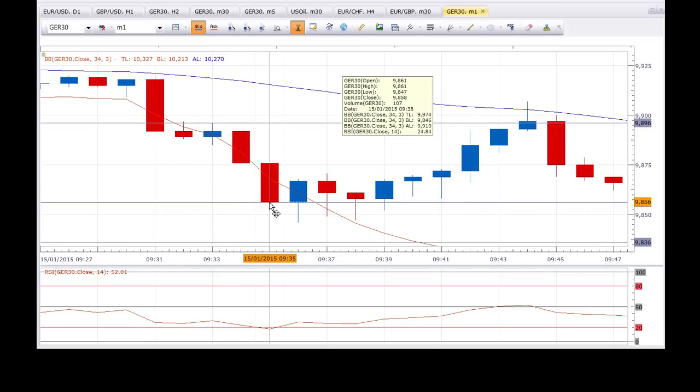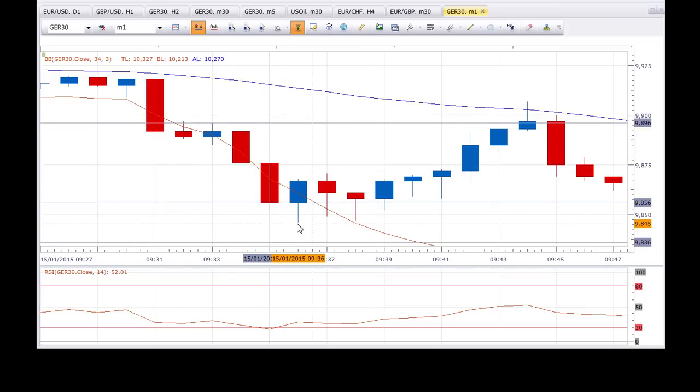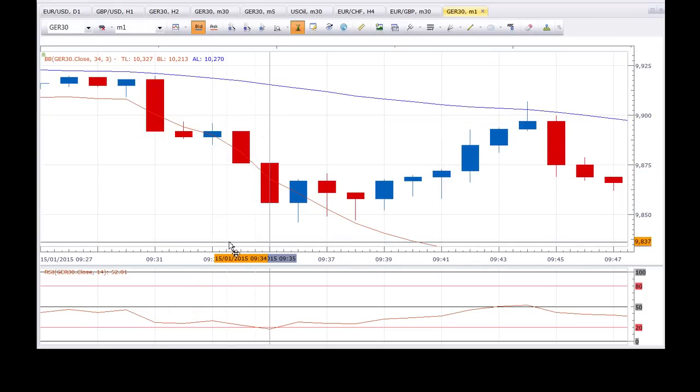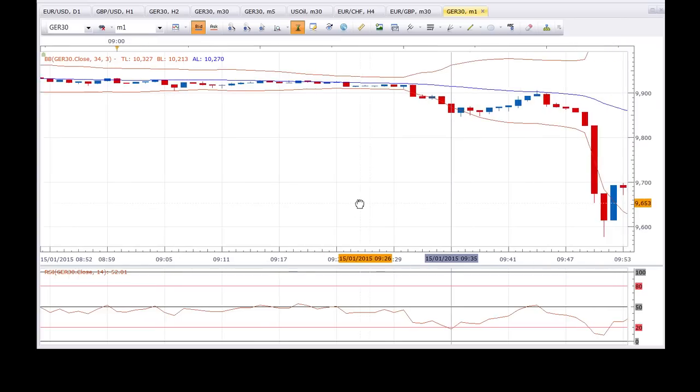Okay, so we entered in here. It continued moving down a little bit, but leveled off. Up we went, and we hit our take profit target. Happy days, 40 points. Okay. So then we move on to the next opportunity. So let's just take a look at the next one.